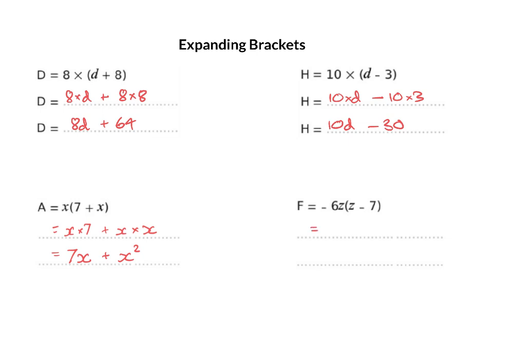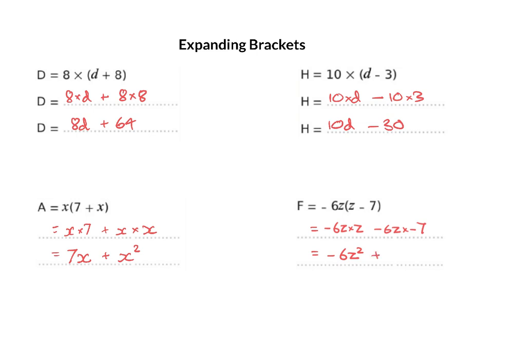And finally we have minus 6z multiplied by z, and minus 6z multiplied by minus 7. So minus 6z multiplied by z, I'm going to write that first, and then I have minus 6z multiplied by minus 7. It's a bit of a mess, but let's tidy that up. Minus 6z times z, well, z times z is z squared, so I have minus 6z squared, and then I have minus times a minus, that's going to be a plus.